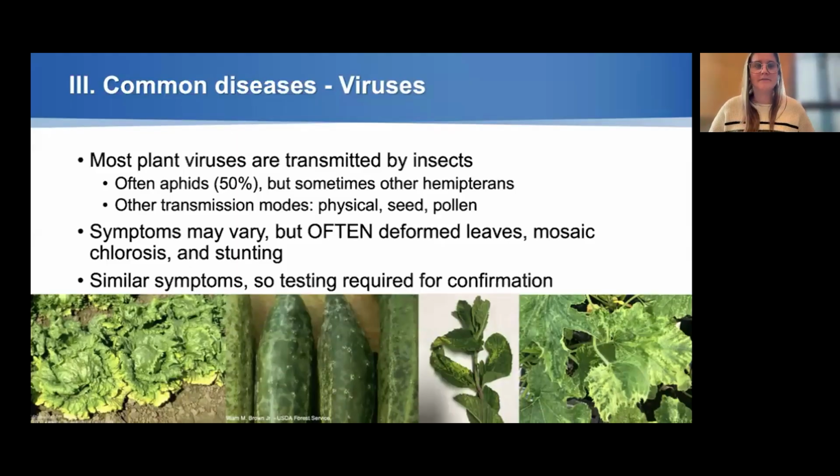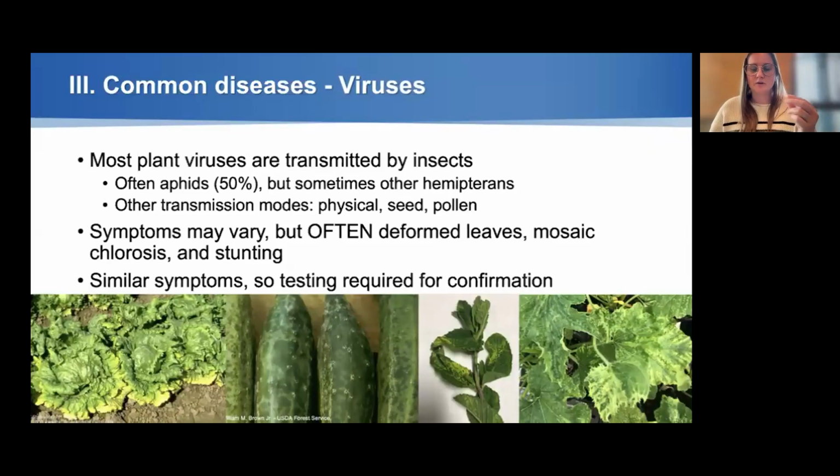So I'm going to briefly touch on plant viruses. Plant viruses are a very interesting group. They're largely transmitted by insects. Over 50% of plant viruses are transmitted by aphids, but there are other insects that can transmit some viruses, such as thrips or some leafhoppers and some whiteflies. So mostly it's hemipterans. Now there are other modes of transmission, but they tend to be less common as compared to insect transmission. But these do include physical sap transmission.